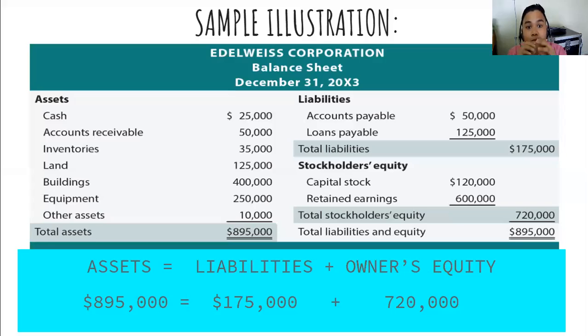And also, we have the sample illustration. Okay, so we need to get the total assets. Based on the problem, the total assets is 895,000, and we have also the total liabilities of 175,000, and also the total owner's equity, which is 720,000.